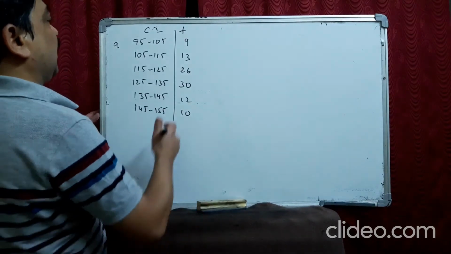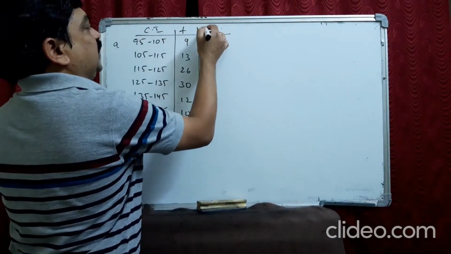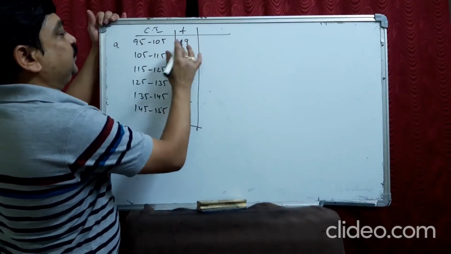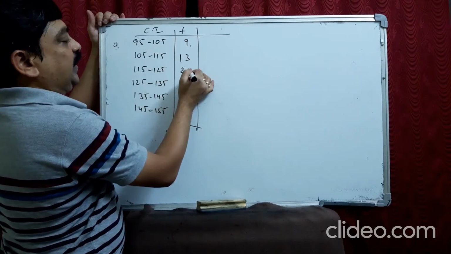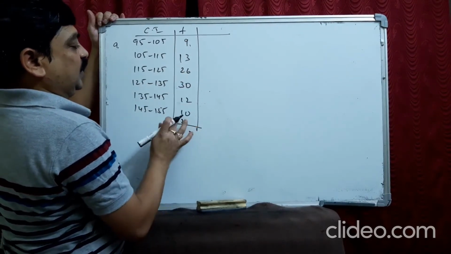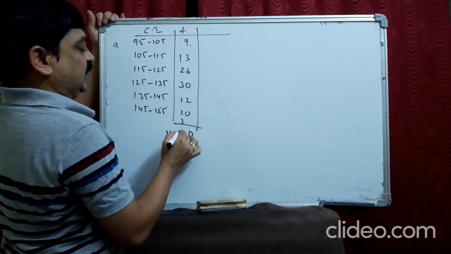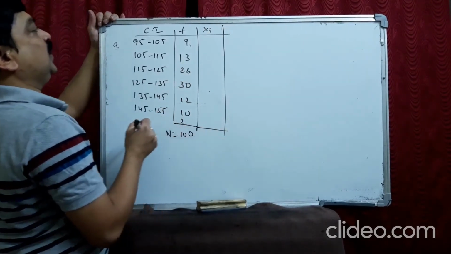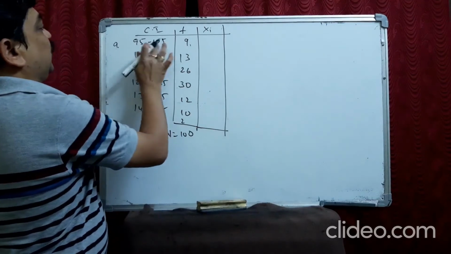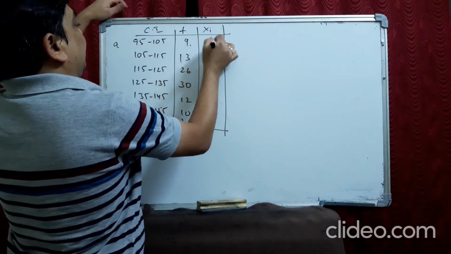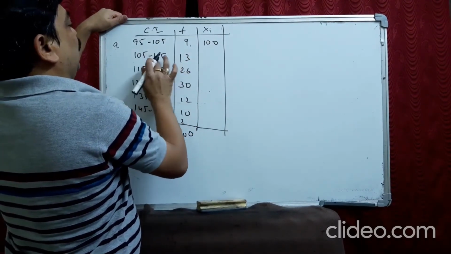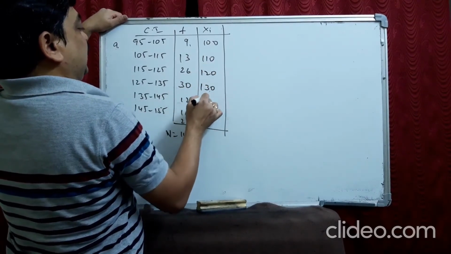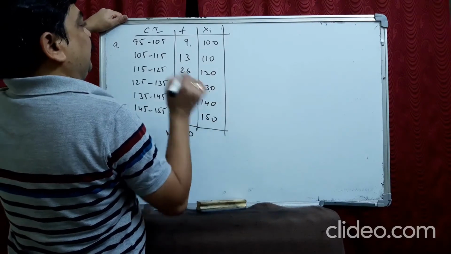Problem: mean deviation about mean from group data. So let us find out capital N first. It becomes 12, 18, 20, 3, 4, 7, 3, 10, 100. So let us find out xi also to find out the mean. Xi is 95, 200 by 2, 100. This will be 120, 220 by 2, 110, 120, 130, 140, 150.